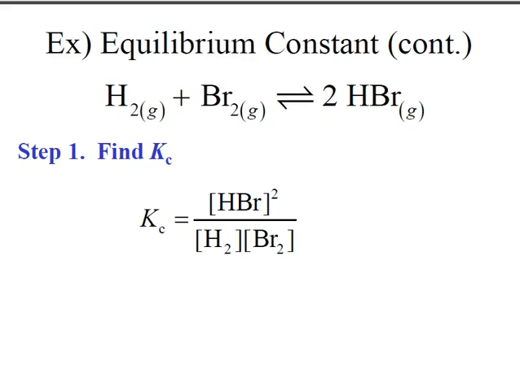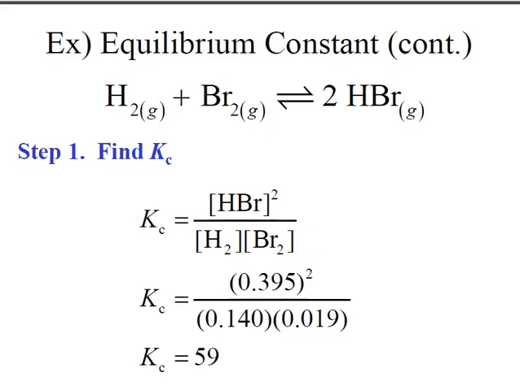So from here, I'm going to take the numbers they gave me and plug them into the appropriate spot. So they told me the concentration of HBr, they told me the concentration of H2 and Br2. And it's important because they said those were at equilibrium, so I can use them in the equilibrium expression. I calculate Kc here, and I'd find it to be 59. So now I can find Kp using that equation.